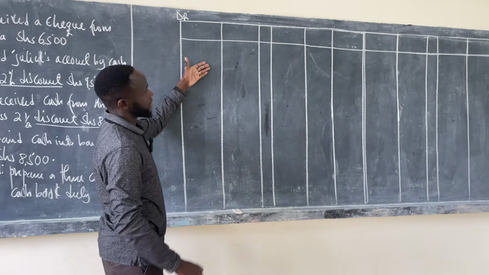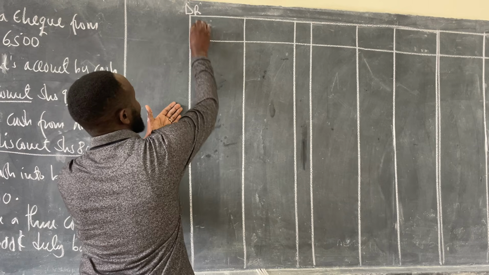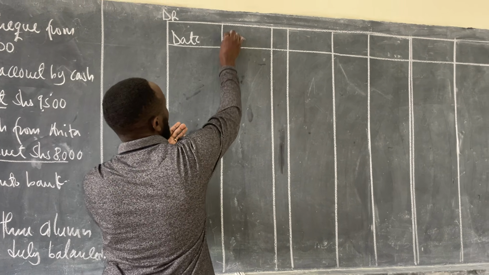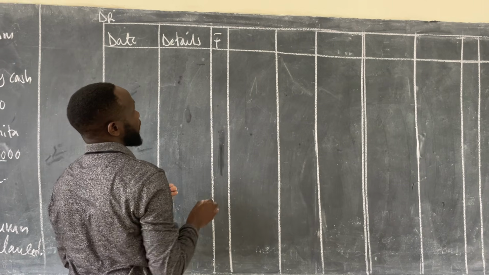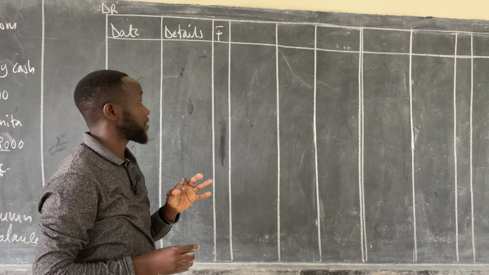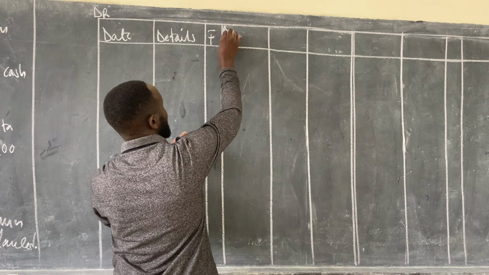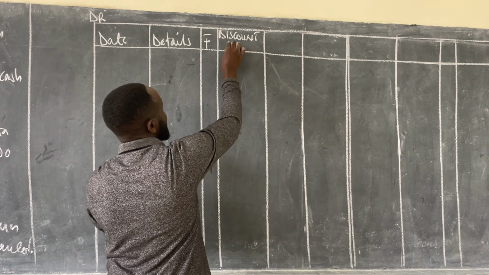When you look at this format that is drawn here, we have the date, details, column, folio. Now, purposely it is called a three-column because it has three amount columns. The first column here is the discount, the discount allowed.